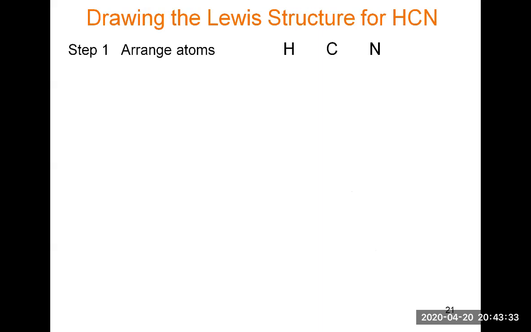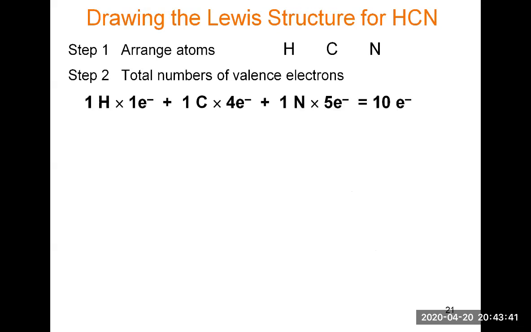Next, you want to calculate the total number of valence electrons that the structure contains. So there is 1 electron coming from the one hydrogen, 4 electrons coming from carbon because it's in group 4A, and 5 electrons coming from the nitrogen atom because it's in group 5A. So 1 plus 4 is 5, plus 5 is 10. So we have 10 electrons total for this structure.